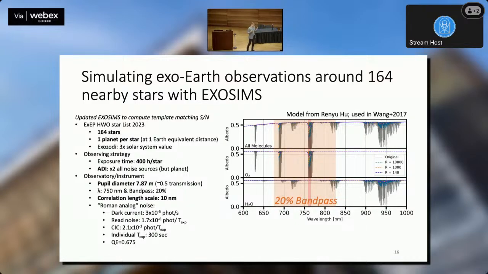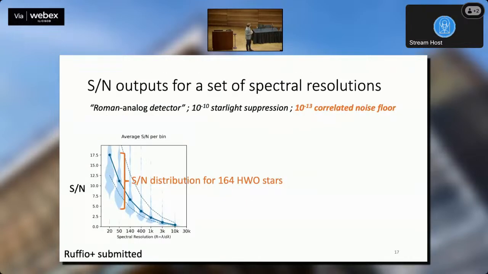We included a model of the covariance. We don't really know what the correlated noise is going to look like for HWO, as far as I know right now, but I'm just assuming a correlation length of like 10 nanometers, and we're going to vary the amplitude later. For the detector, it's not really a Roman analog, actually. This is much better than that, but this is the optimistic range of the current technology as far as I understand it. But we're going to vary that as well in the next slides.